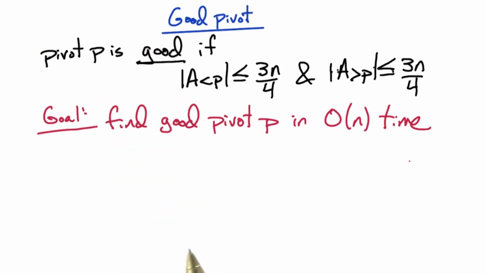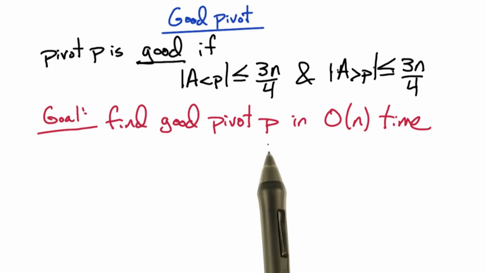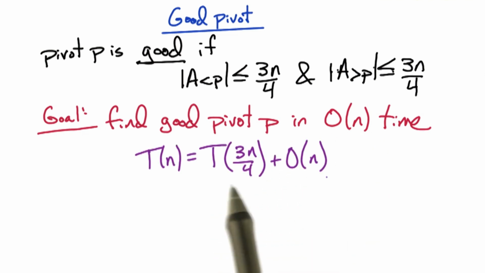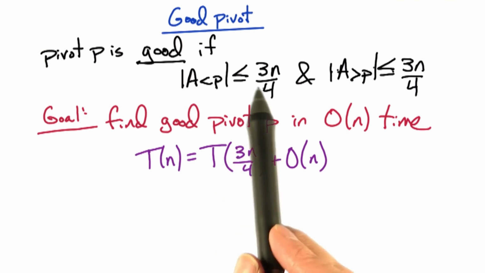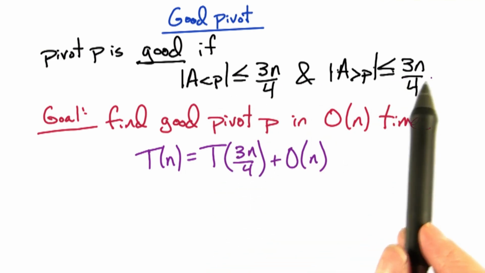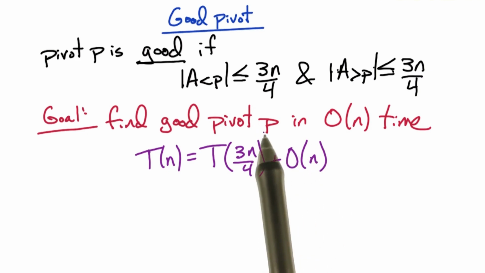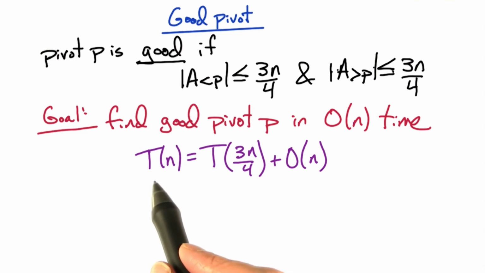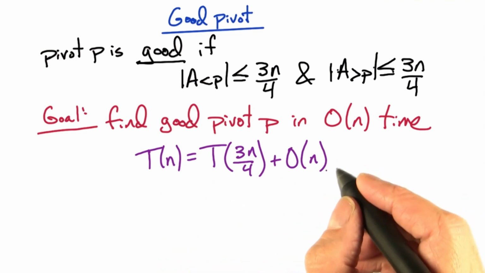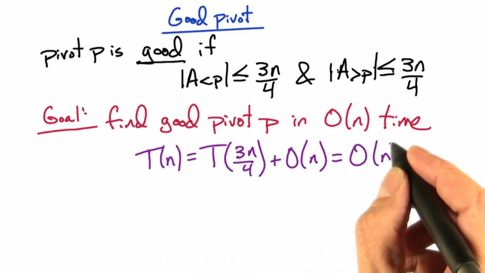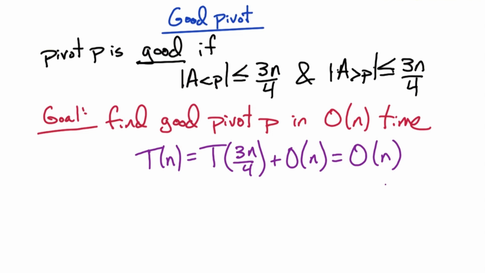Our main task is to figure out how to find this good pivot p in order n time. If we can do that, then we're going to get a recurrence such as this. We're going to have a subproblem of size at most 3n over 4 because of this relation, and it's going to take us order n time to partition the array and to find the good pivot. And then we know that this recurrence solves to order n. So we'll be done. Question is, how can we find a good pivot in order n time?